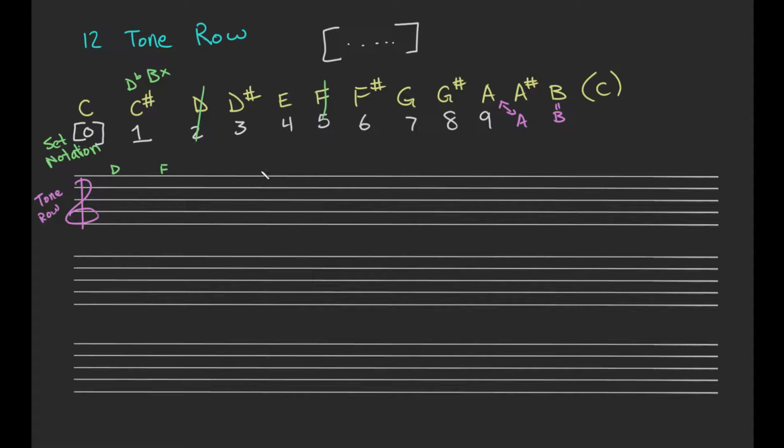Maybe D, F, C sharp. Okay, and you just make this up as you go, just random order of all the notes. Maybe a C, maybe a G, G sharp here. We got A sharp. Let's go up to B. There we go. Okay, like that. And then we finally have D sharp and then maybe A. Okay, so that is our tone row.